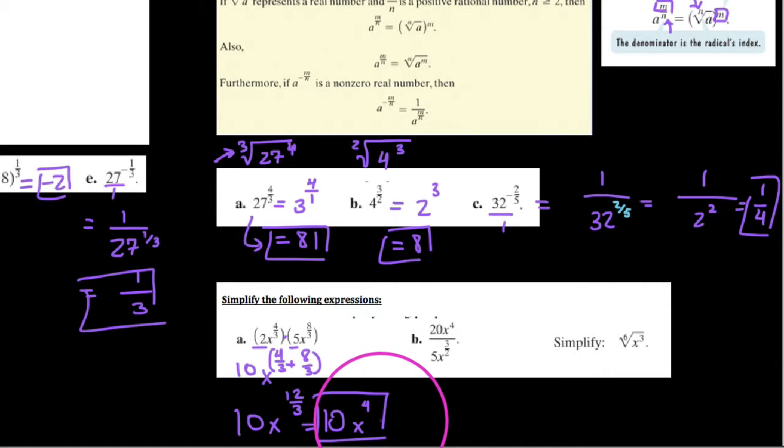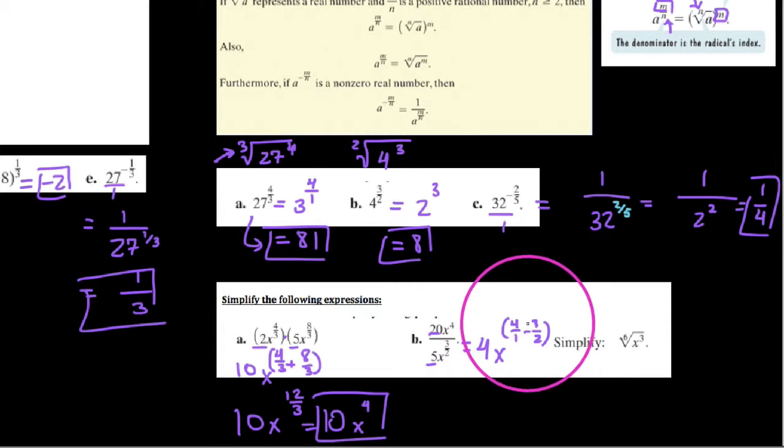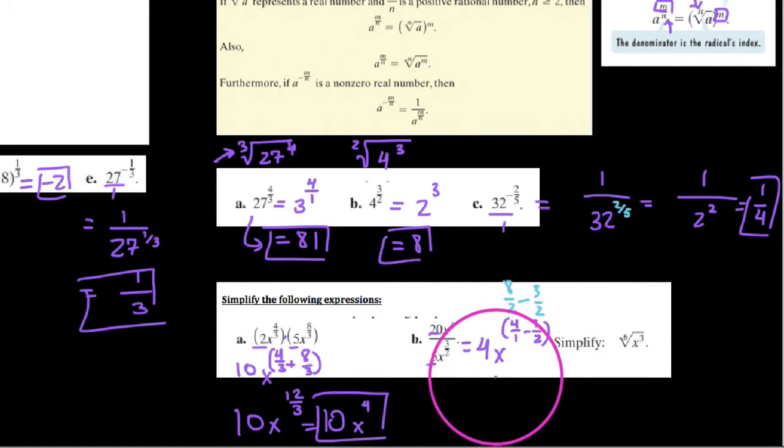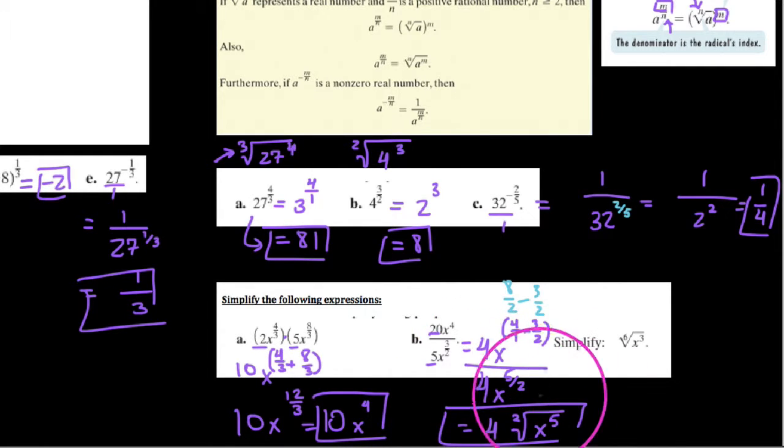So that would be our simplified expression, whereas now using our quotient rule, again, we'll start with our coefficients here. 20 divided by 5 is going to be 4. And if we were to take x to the 4 over x to the 3/2, we're going to get x to the 4/1 minus 3/2. And in this case, we're going to need a common denominator here. Remember that common denominator here in this case would be 2. So we'd really get 8/2 minus 3/2, which is going to be 5/2. So we get 4x to the 5/2, and we could even rewrite this as 4 times x to the 5th power, taking the square root of that right there. I like this the best.